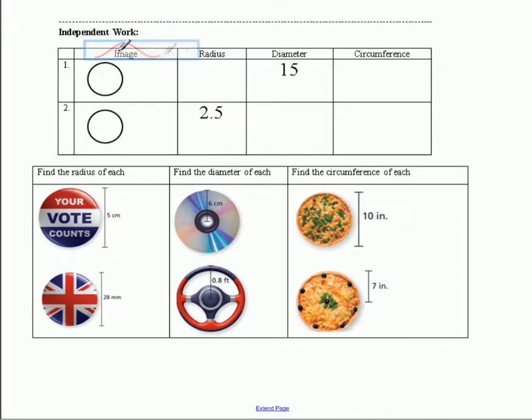Alright, hopefully you're ready to go over it. So again, number 1, the diameter they give you is 15. To find the radius, which is a smaller amount, I'm going to have to take 15 and divide it by 2, which will get me 7.5. I hope you wrote the formula here.